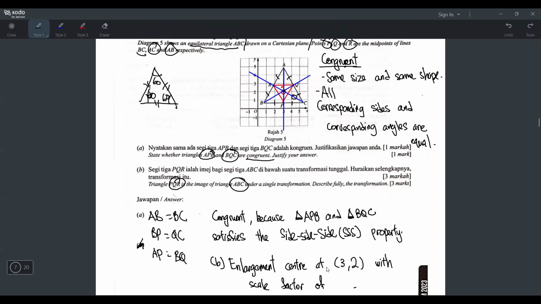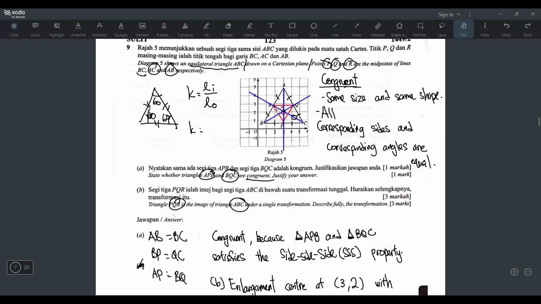Okay, the scale factor, how to find? Okay, scale factor ada satu formula. Length of image divide the length of object. This is the scale factor formula. Okay, so how do we find the length of image? Hey, don't forget the image is like kecil punya. The small one is the image, the red color one.